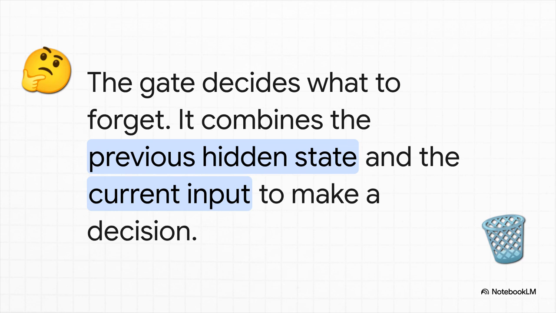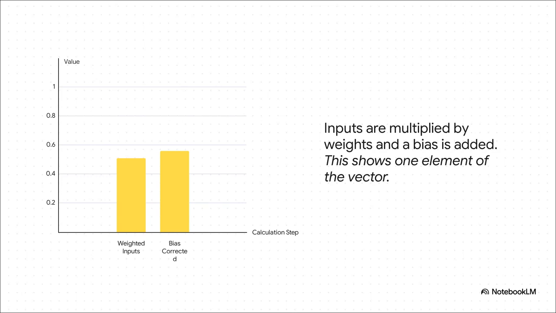The very first thing this cell does is decide what to forget. It grabs that previous short-term memory and the current input, and it feeds them both right into the forget gate. So how does the gate make up its mind? Well, it takes our inputs, multiplies them by some numbers it's learned are important, we call those weights, and then it adds another learned number called a bias. This chart is just showing a part of that process. The main thing to get here is that it's a simple, structured calculation that combines the past and the present to make a really smart decision.